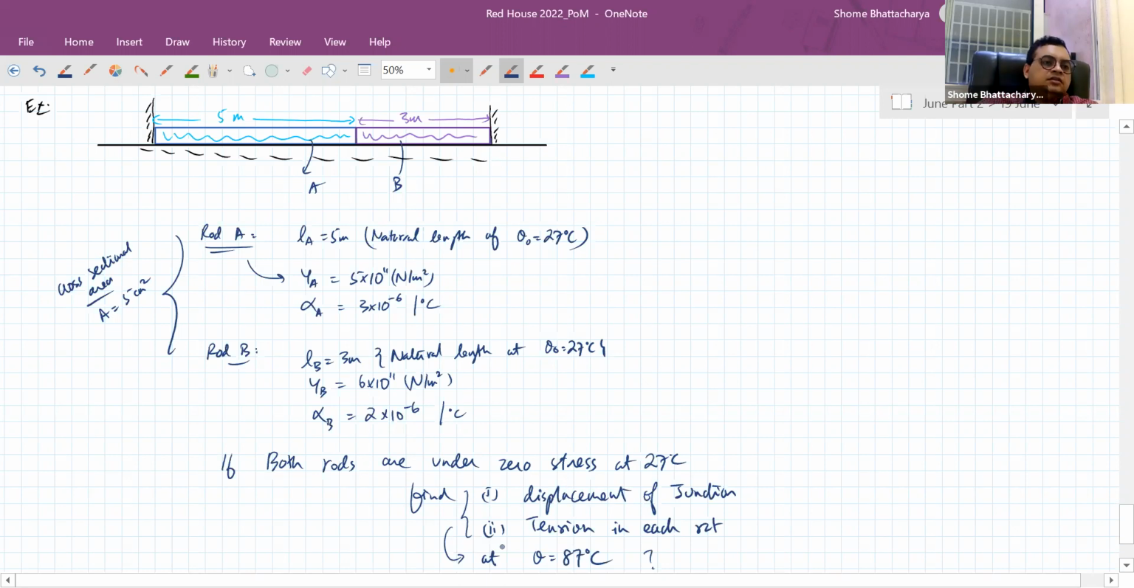So realize that the tendency for the first rod to expand will give it a tendency to push the junction towards the right, and the second rod's expansion will give it a tendency to push it towards the left. But one of them will be dominating over the other because of its material and thermal properties, both elastic and thermal properties, and therefore the junction will end up moving either towards the right or towards the left at a new equilibrium position, which will be established at 87 degrees C. So accordingly, we have to calculate the displacement of the junction and the tension in the rods. Just try out this question, people will discuss.